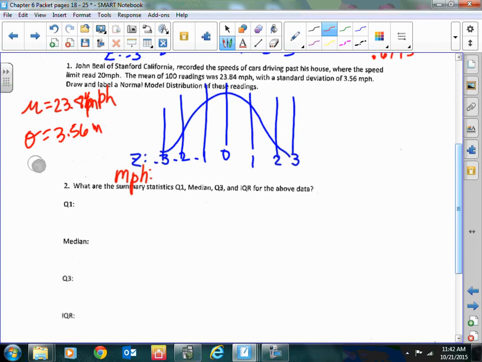Okay? So, what will go right here at the 0 spot? Good. This is going to be my 23.84. And so then how will I compute that going up and down? Good. Just add your standard deviations up and then subtract them down. So I'm going to add 3.56 and I get 27.4. Add 3.56 and I get 30.96, and so on.